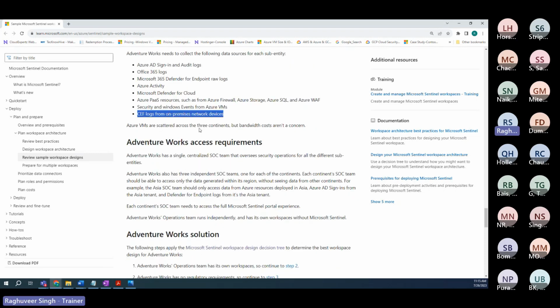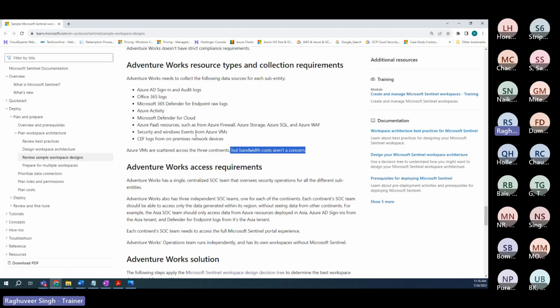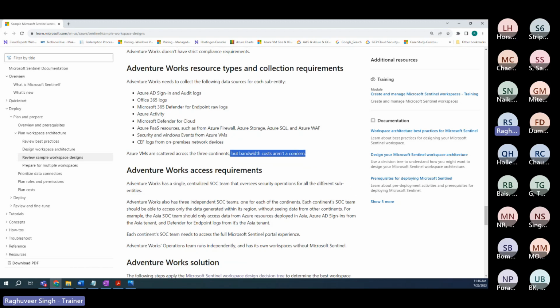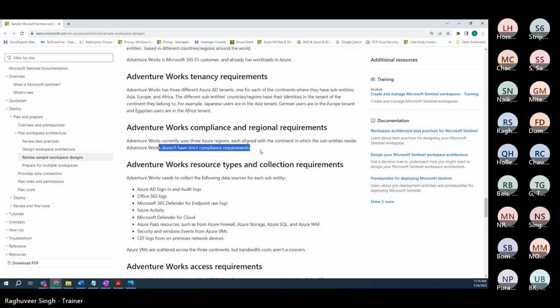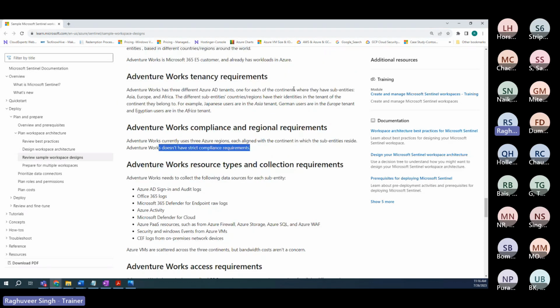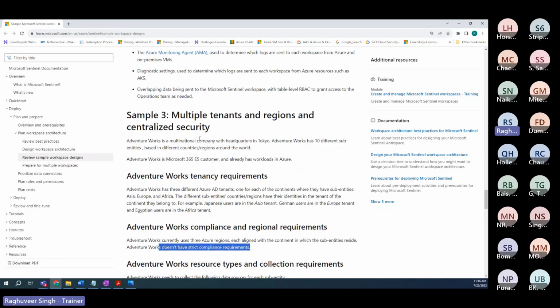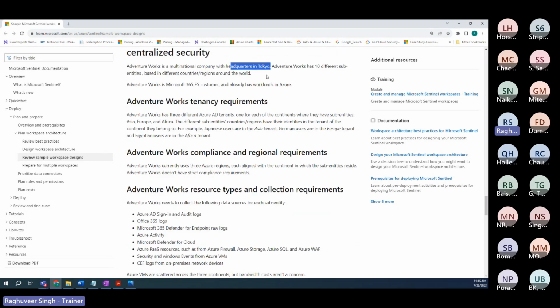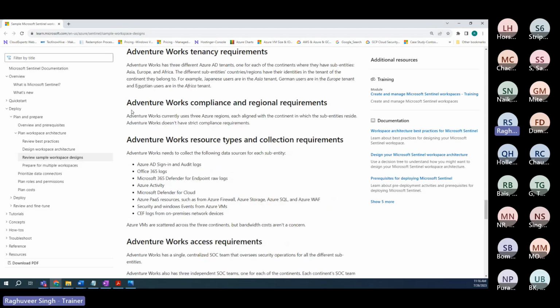Now, Azure VMs are scattered across the 3 continents, but bandwidth costs aren't a concern. So why are they giving you this clue? Because they might want you to consider having the same tenant. They're giving you 2 clues here. Bandwidth costs are not a concern, and second, they don't have strict compliance requirements, which means I can have 1 workspace in their head office, which is in Japan. Yeah, headquarter in Japan, Tokyo. So I can have 1 workspace in Japan region, and in that workspace, I can ingest data from everywhere. This is what they are saying. Okay, next, but don't forget they have 3 tenants.